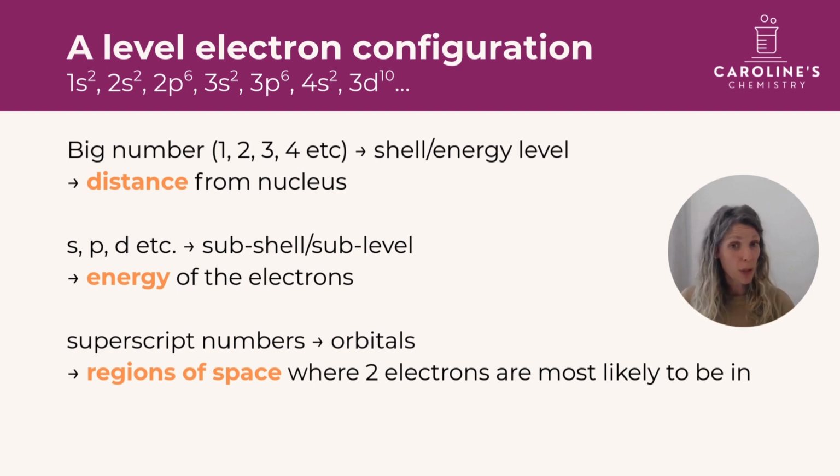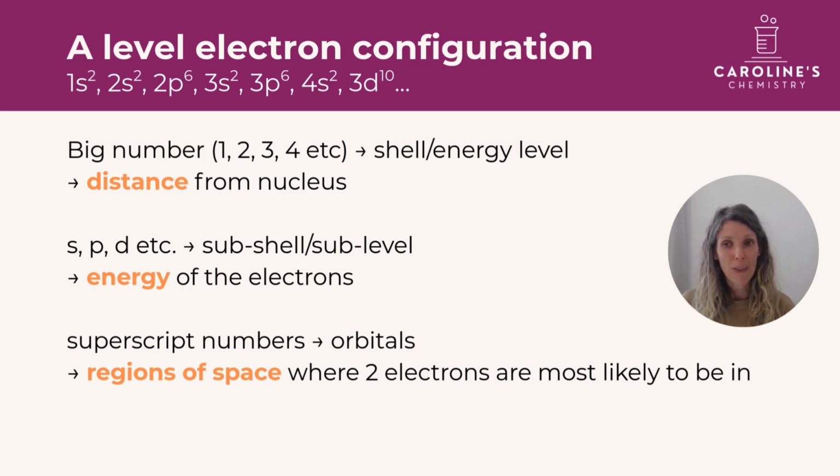Now those superscript numbers represent something called orbitals. And those orbitals are regions of space where 2 electrons are most likely to be found. So they are different shapes and sizes. They are theoretically modelled so that we have a shape and size for them. But within that shape, we will likely find 2 electrons.